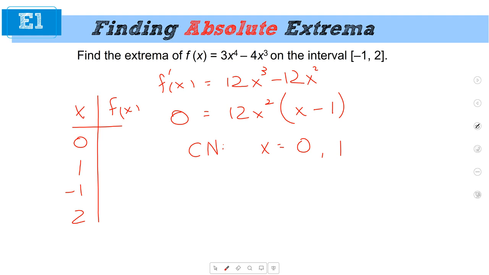Type 3x to the 4th minus 4x cubed in the home screen. Then I would store 0. So you simply say 0, store x, enter. Then bring the function up again and hit enter. It'll give you a value. Zero. Then you go 1, store x. Go back up to the value, hit enter. Or you get the table.